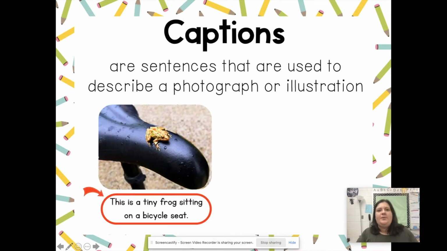And here's an example of one. This caption right here says, "This is a tiny frog sitting on a bicycle seat." And if you look in that photograph, that's exactly what you see. You see a teeny tiny little frog sitting on what looks like a bicycle seat.